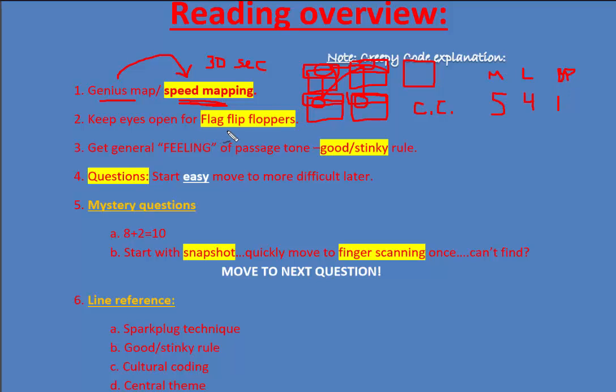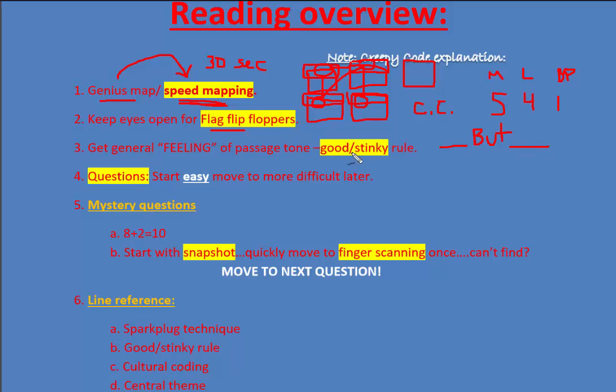All right, so after we go through and we do our speed map, and while we're doing it, I want you to keep your eyes peeled for these words. They're flag flip-floppers: but, yet, and however. Those words are very important because those are like road signs for us that are going to tell us where the author is going to make a twist and a turn, and it's important to follow in our map where the author is going.